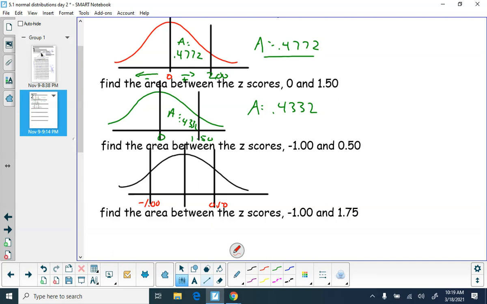Now, there's no magic, find one answer from your table and be done with this. Because the table will only give you values from 0 to a z-score. So the table will only give us values from here to the z-score. So if I look up at my table, 0.50. Lauren, what value do you come up with? 0.1915. That is this area right here. That's why I give myself a little bit of space so I can write that in.